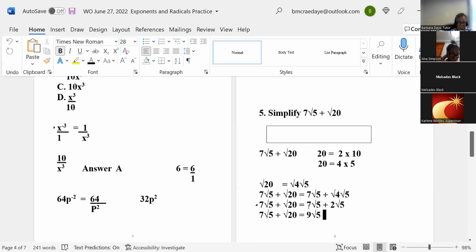So coefficient 7 times square root of 5 plus 2 times square root of 5, and that gives you 9 times square root of 5. That's your answer.